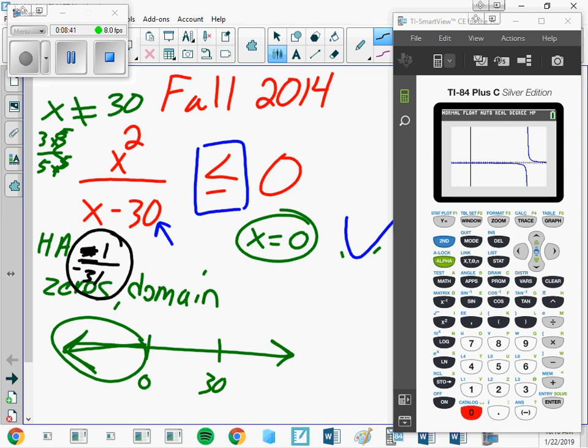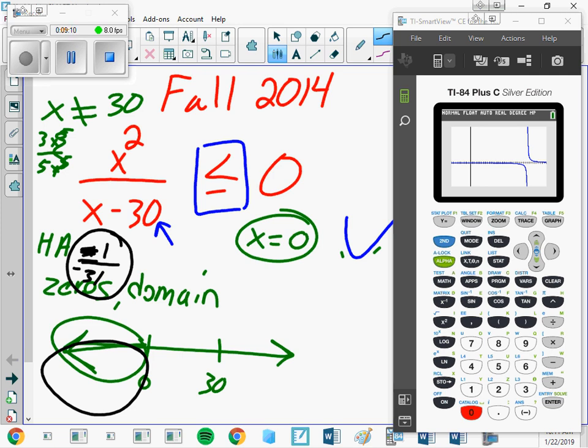What does that tell me? All I care about is positive or negative. It's negative. So this piece of the graph is under the x-axis. And there's no way it can be above the x-axis. Why? Because it would have to hit the x-axis somewhere to switch from negative to positive.